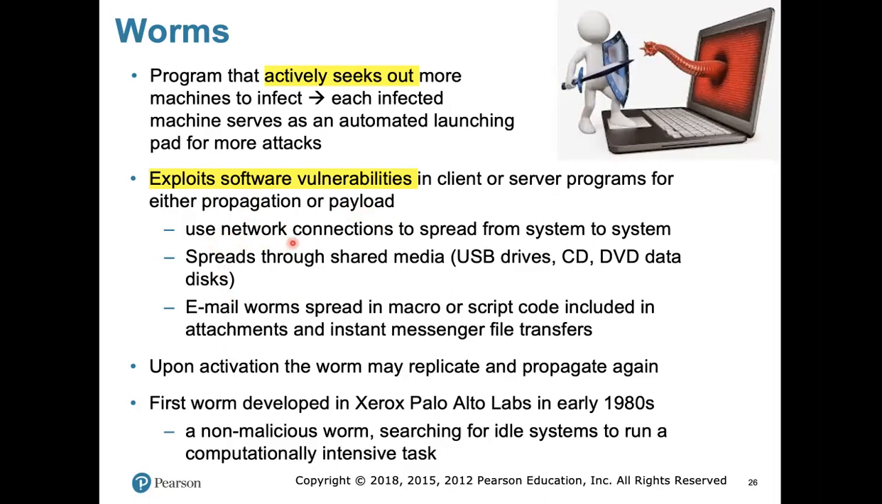It might be network connections. They check different network connections to find any open thing or any vulnerable point. They may spread through shared media, like any type of shared drives or shared devices, USBs, CDs, DVDs. Worms can use emails as a carrier, as a platform, in order to get propagated. Sometimes we see that worms have microviruses next to them that help them to get propagated.